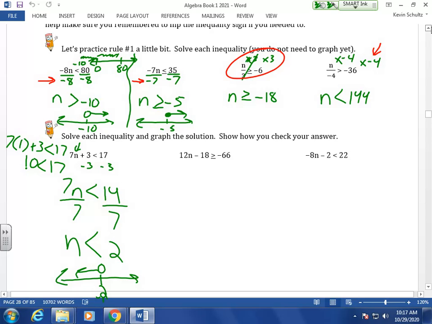Okay. The next one, 12n minus 18 is greater than or equal to negative 66. First step in solving this. Opposite operations, undo what is being done. Since we're subtracting 18, start with that constant. The opposite of that is adding. We're going to add 18 to both sides. We don't even think about any sign flipping, because with your constant, it'll never happen. Negative 66 plus 18 is a negative 48.